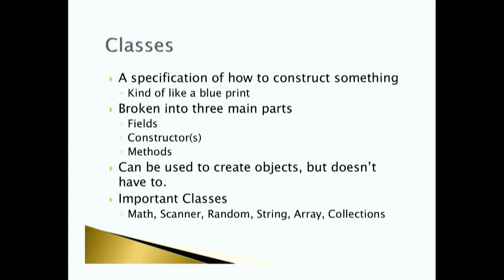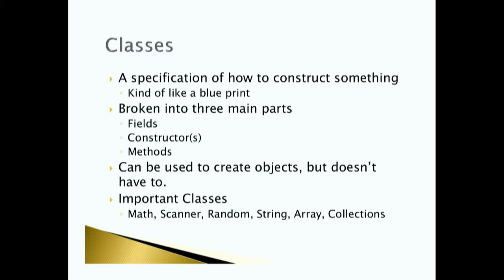So classes are just a construct, like a blueprint. Just a blueprint of how you can lay out an object in real life, or something that you want to represent. Broken down into 3 main parts: fields, constructors, and methods. Fields are just like variables. Constructors are what you use to create an object, and methods are things that you use to act either on those fields or just to do something in general. Classes can be used to create objects, but they don't have to. Some important classes that I would know: Math, Scanner, Random, String, Arrays, and Collections are all things that I would know pretty much inside and out.